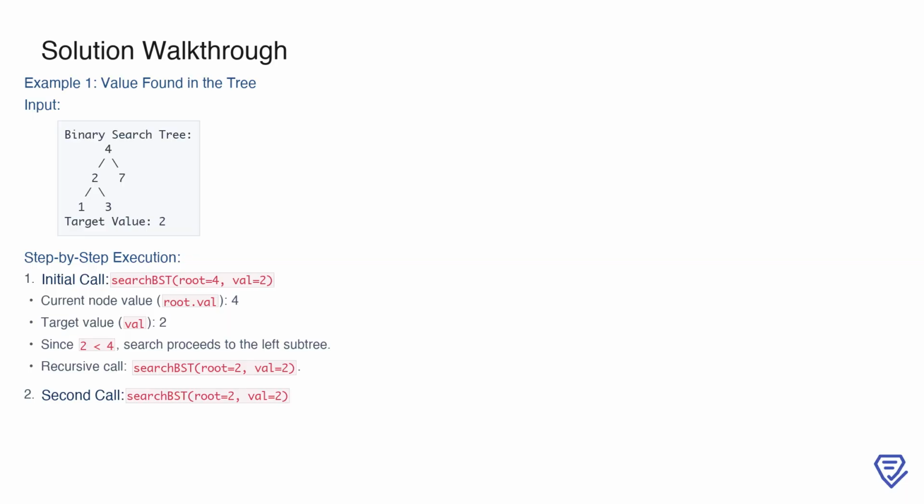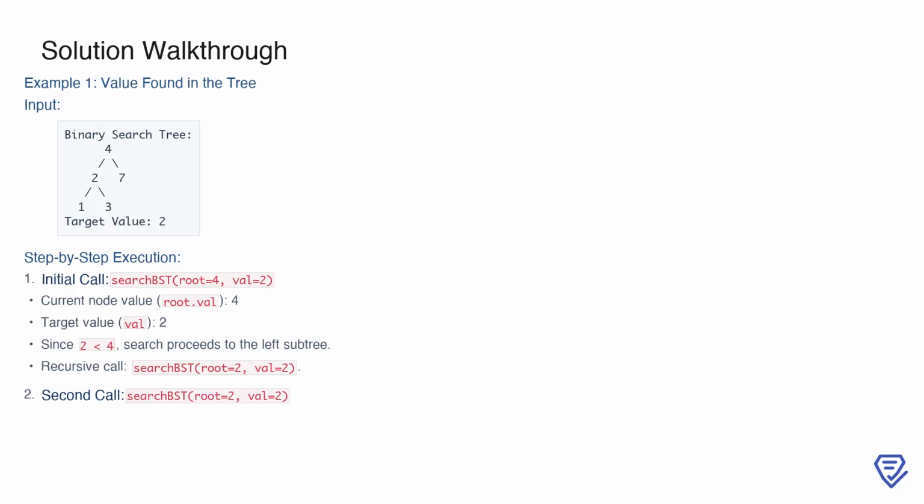To begin, let's walk through the first example where the target value is found in the tree. The input binary search tree has 4 as the root, with 2 and 7 as its left and right children, respectively. The node 2 has further children, 1 and 3. The target value we are searching for is 2.